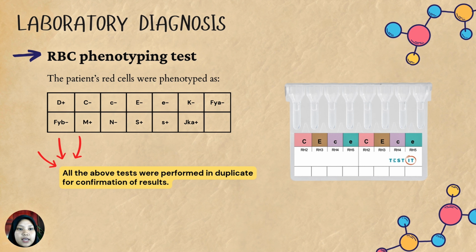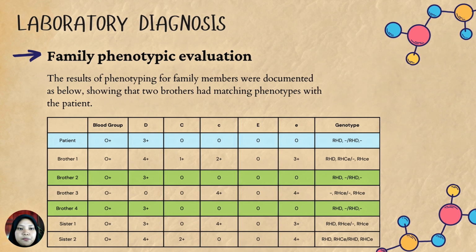reaction. And next, kita buat juga RBC phenotyping test, di mana the patient's red cells were phenotyped as D positive, capital C negative, small c negative, capital E negative, small e negative, K negative, FYA negative, FYB negative, M positive, N negative, capital S positive, small s positive, and JKA positive. All the above tests were performed in duplicate for confirmation of results. Mana kita buat sebanyak 2 kali lah untuk confirmation.